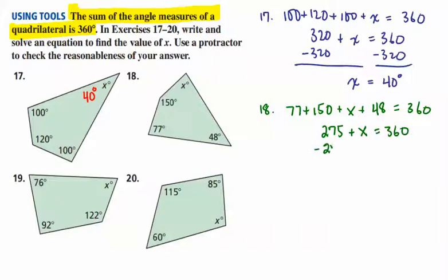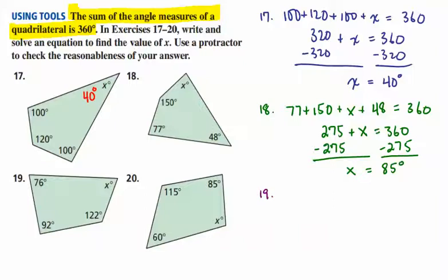Using the subtraction property of equality, we subtract 275 from both sides, and we end up with x is equal to 85. And our units of measure are degrees. In this case, they'd be, yes, just degrees. All right, so we'll go on to number 19 then.